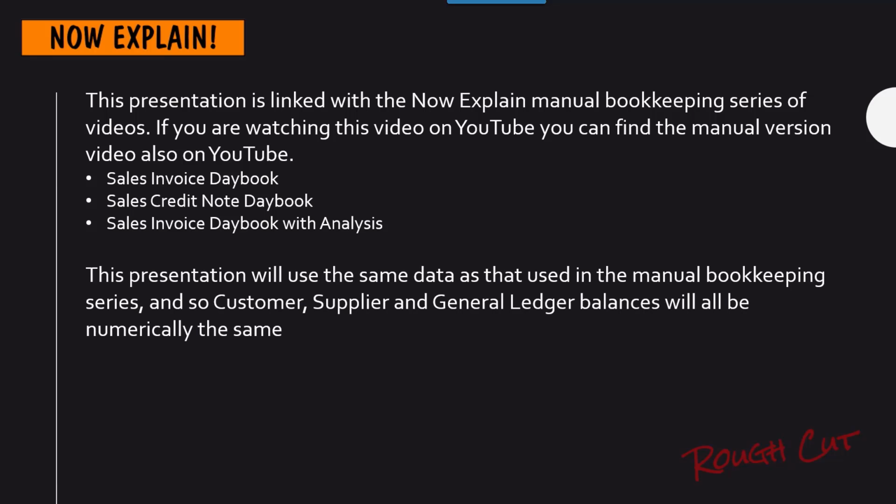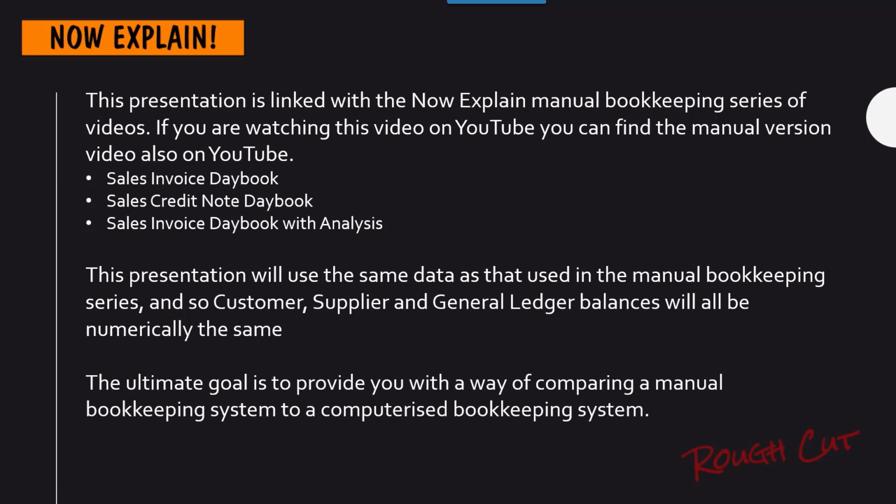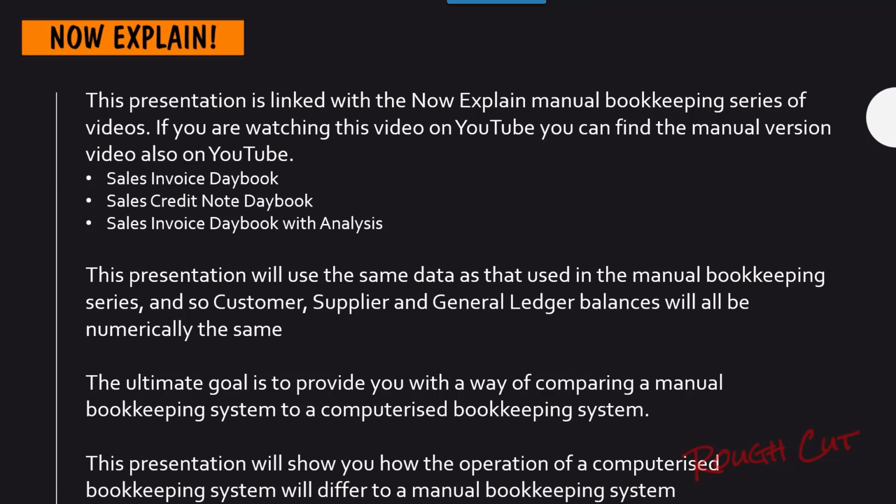This presentation will use the same data as that used in the Manual Bookkeeping series, and so customer, supplier and general ledger balances will all be numerically the same. The ultimate goal is to provide you with a way of comparing a manual bookkeeping system to a computerized bookkeeping system. This presentation will show you how the operation of a computerized bookkeeping system will differ to a manual bookkeeping system.